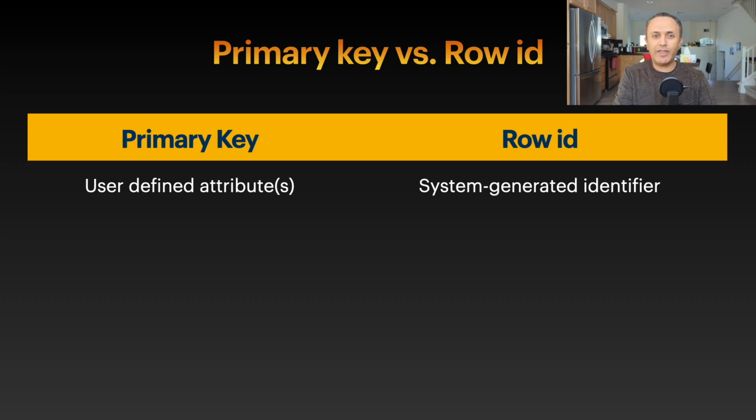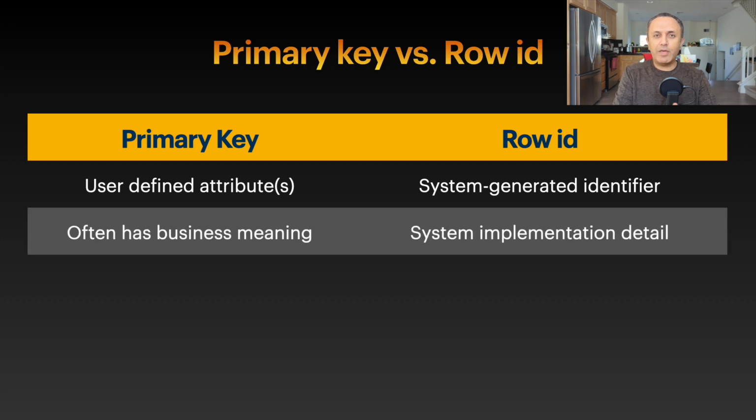The row ID, on the other hand, is a system-generated identifier, something that the system maintains and generates and deals with. It has nothing to do with the creation of the table or the user designating what is the row ID. That doesn't work that way.